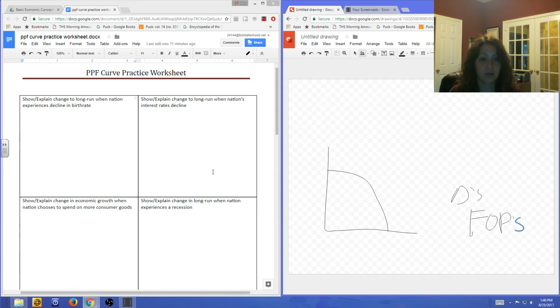Show and explain a change in long run when the interest rates decline. So we did this one in class on Friday, and this was basically an introduction to the idea of interest rates. Do I expect you to immediately think of what interest rates do and how they affect the economy? No, but we're going to be dealing with this scenario for the rest of the semester. So you need to become familiar and introduced to what interest rates are and how they affect the economy.